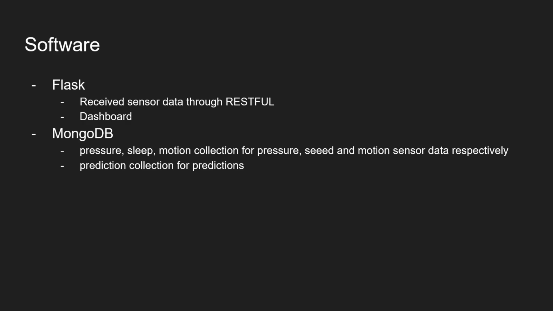Thanks, Peter. I'm Chengan and I'll be presenting software. We use Flask and MongoDB in the Raspberry Pi. The Flask is used to receive sensor data through RESTful, where the data will then be stored in MongoDB. It is also used to show the dashboard. Each sensor will have its own collection in MongoDB. There will also be a prediction collection to store the predictions. All sensor collections will be truncated once a prediction is made so as to not take up storage space.